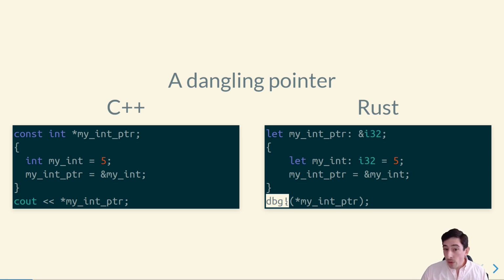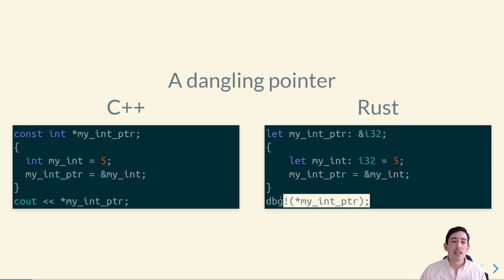dbg!, this is printing here. So this is a debug print. Exclamation point means it's a macro. We're going to use macros for printing and for asserting, but we're not going to use them for anything fancy, and so I'm not going to talk much about how macros work. It's a macro. This is a debug print.